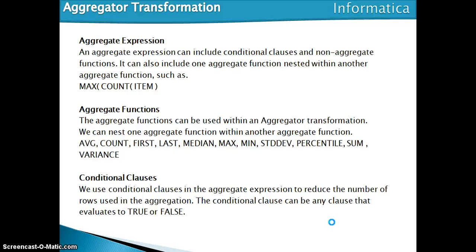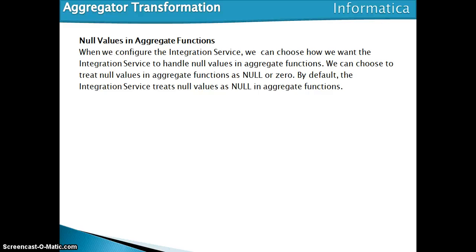An aggregate expression can include conditional clauses and non-aggregate functions. It can also include one aggregate function nested within another, like max of count of items. This is nothing but a column field. And these are a few aggregate functions: average, count, first, last, median, max, mean, standard deviation, percentile, sum, variance. And conditional clause, we use this to evaluate a condition based on a single statement that is true or false. And aggregate functions will also handle null values.